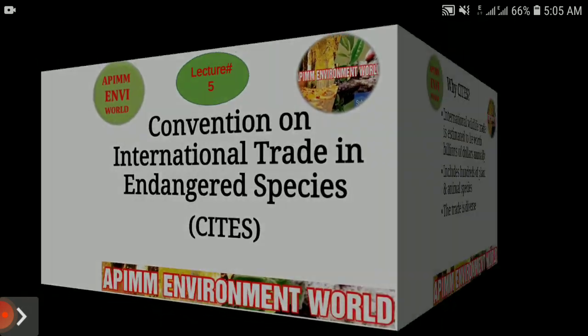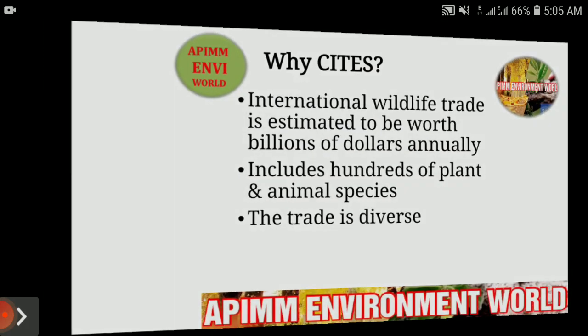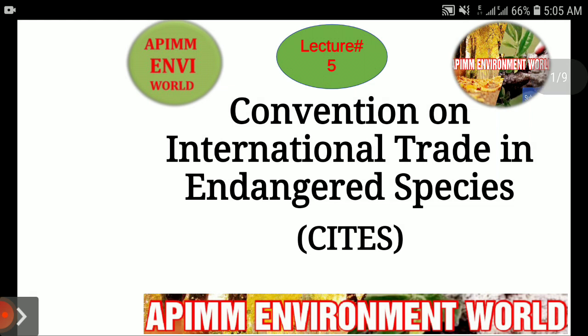In this lecture, we will discuss in detail when this convention was carried out, some background knowledge, some historical development, the aims and objectives of this convention, and some of the provisions given in it. Especially, we will discuss it with respect to Pakistan: when Pakistan signed, ratified and adopted this convention.